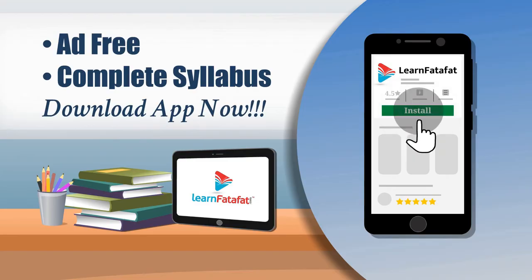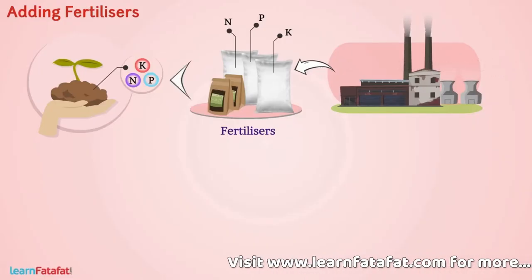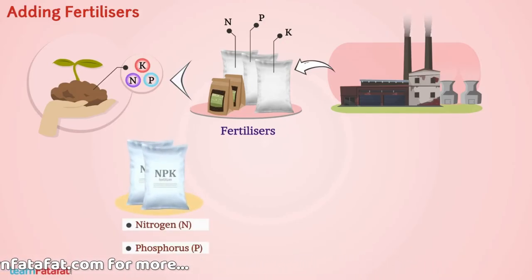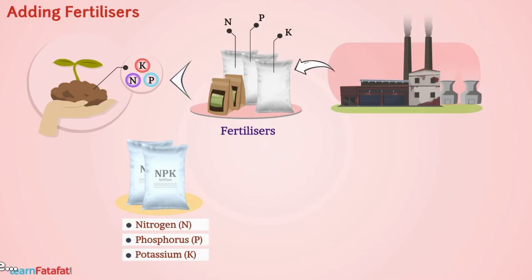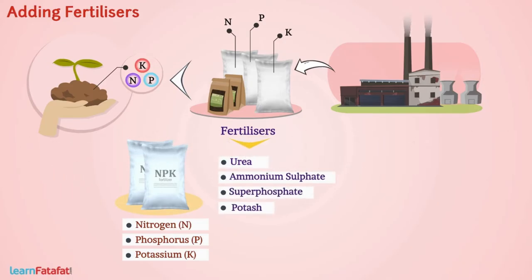These are used to enrich soil with nutrients. For example, NPK contains nitrogen, phosphorus, and potassium nutrients. Other fertilizers are urea, ammonium sulfate, superphosphate, potash, etc.